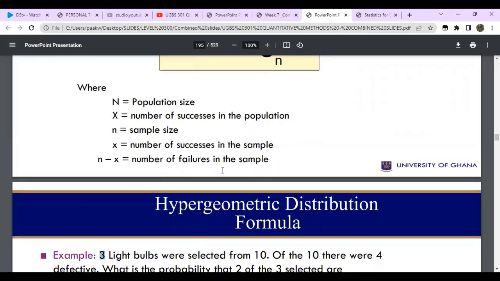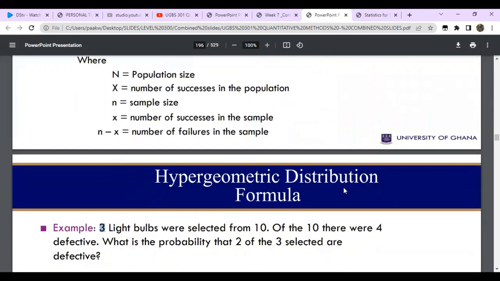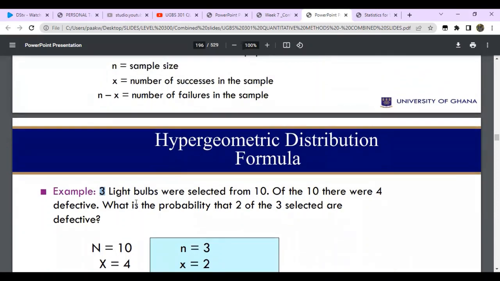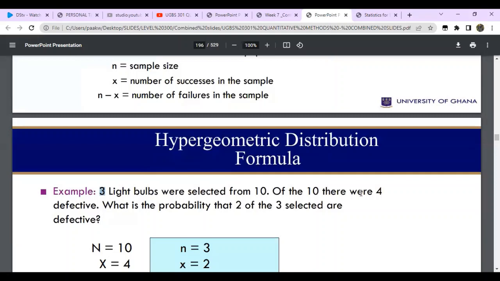So the sample size is the what? 3. Sorry, the sample size is the 3. Yes, that's the 3 bulbs were selected. And the overall population, the total number of bulbs, were 10. That's the big N. And the successes in the population, that's the 4. There were 4 defective. That one becomes your big X.